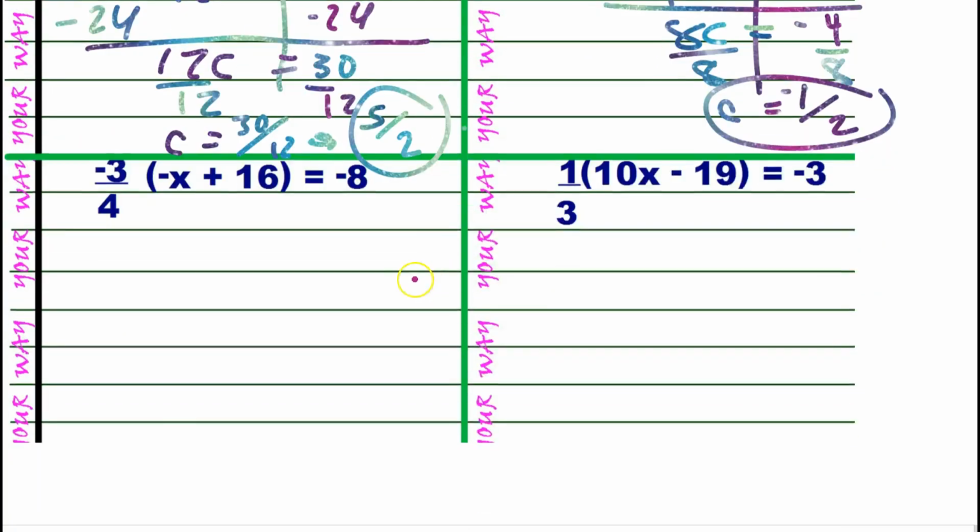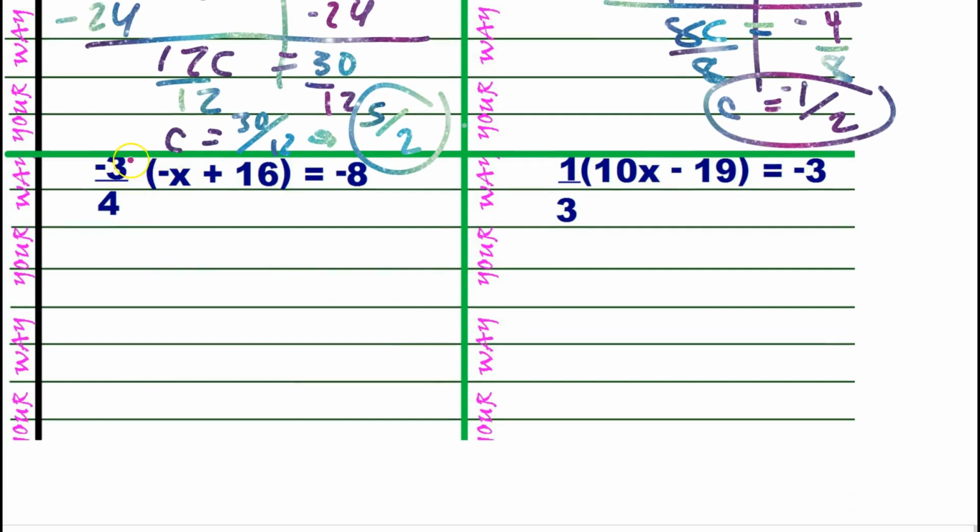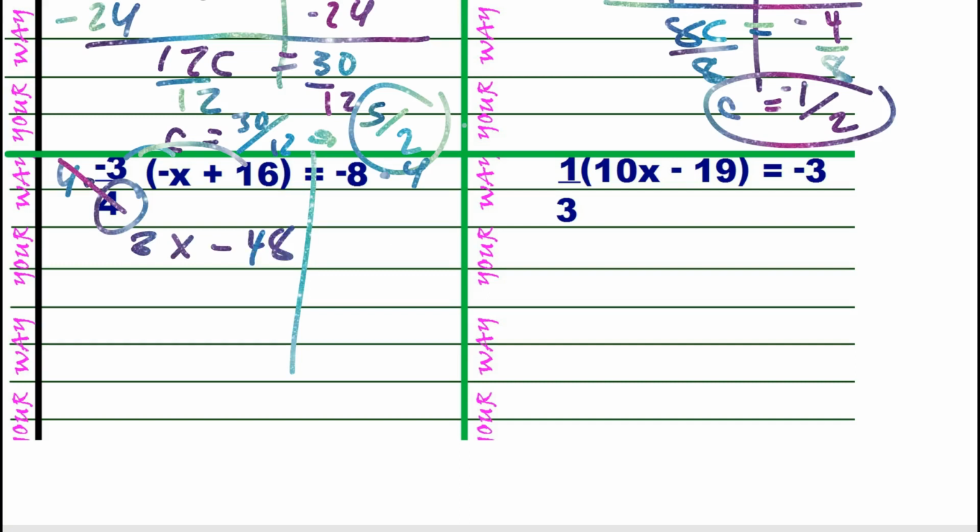All right, let's use the other way again. Now, this way really works because if you distribute here, you get a positive 3/4, and you don't get rid of the fractions. But if you multiply both by 4 over here and then turn around and distribute, that's going to be the shortcut. We're going to do 2 things at once. So I end up getting 3x minus 48 is equal to negative 32.